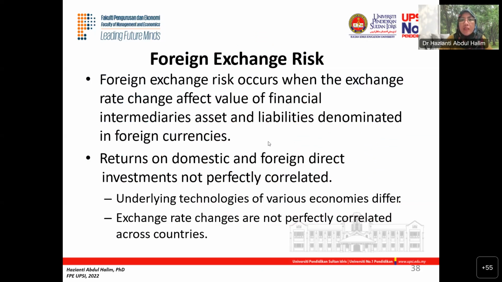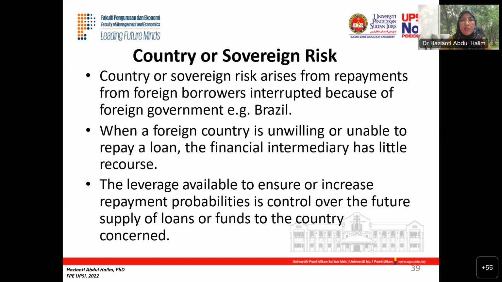Alright, so the first one is forex risk. Ini pun kita dah tengok masa kita buat topik forex hari tu. So for this forex risk, when the exchange rate affects the value of the financial intermediary's assets and liabilities denominated in foreign currencies. Remember, under forex we learn about translation risk and also transaction risk. Itulah dia dekat sini foreign exchange risk. And maybe returns on domestic and foreign direct investment are not perfectly correlated. Okay, so there is a foreign exchange risk.